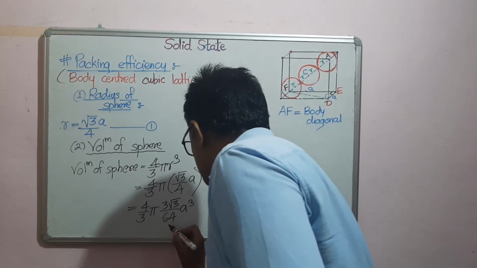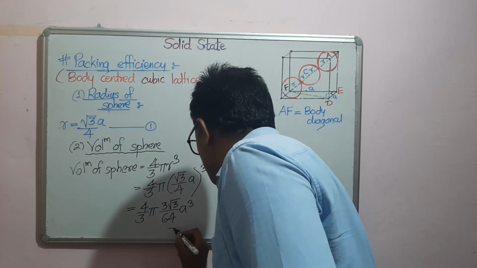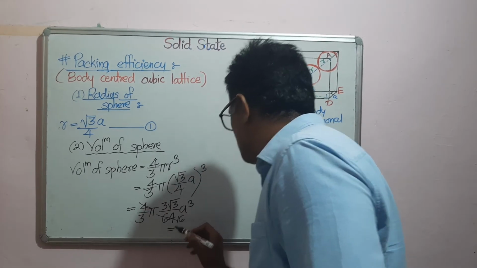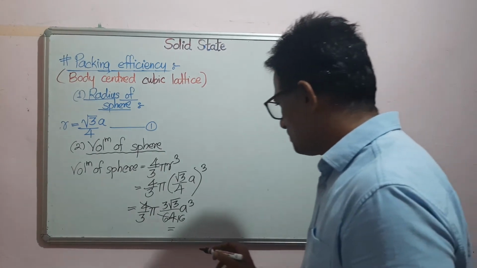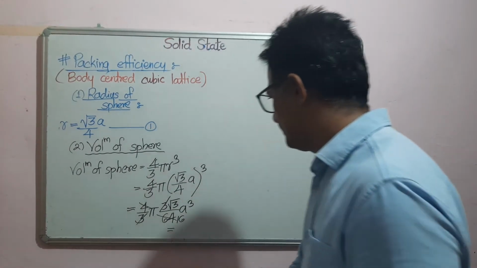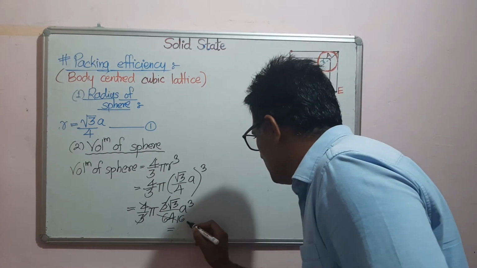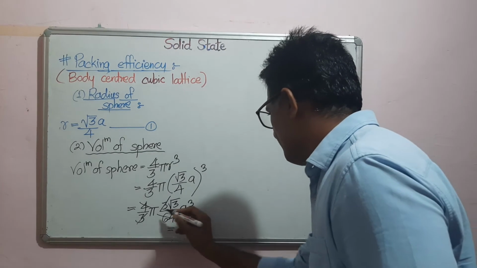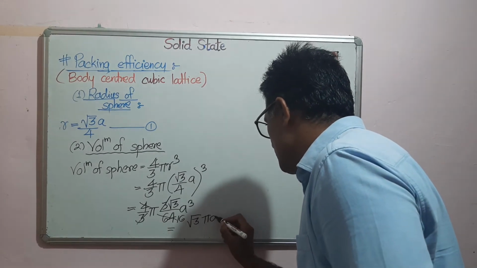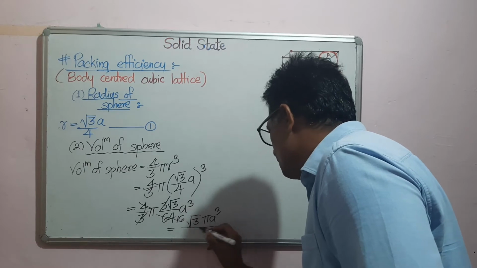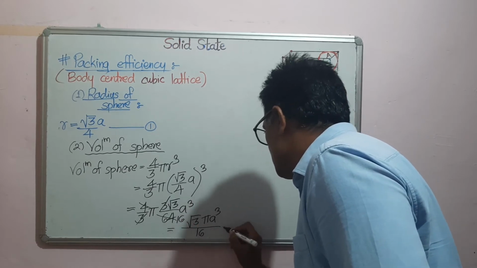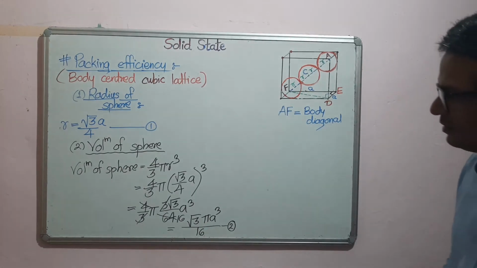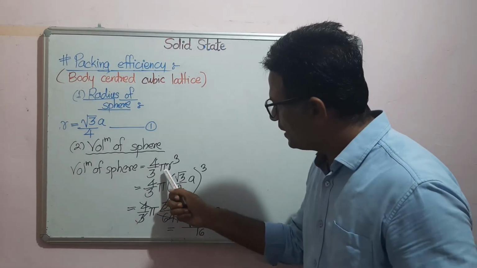Okay. So this is equal to, 1 and 16 here. These 3 cancel with these 3. So what do you get finally? You will get root 3 pi a cube upon 16. So this is step number 2. Simple, very simple. What I did here is 4 by 3 pi r cube.